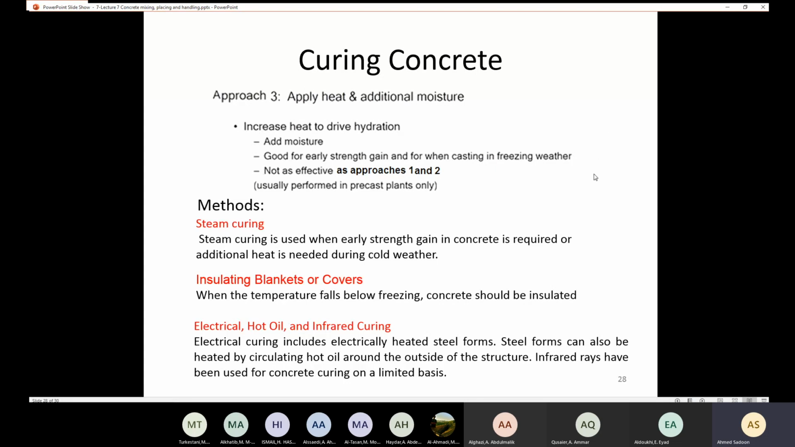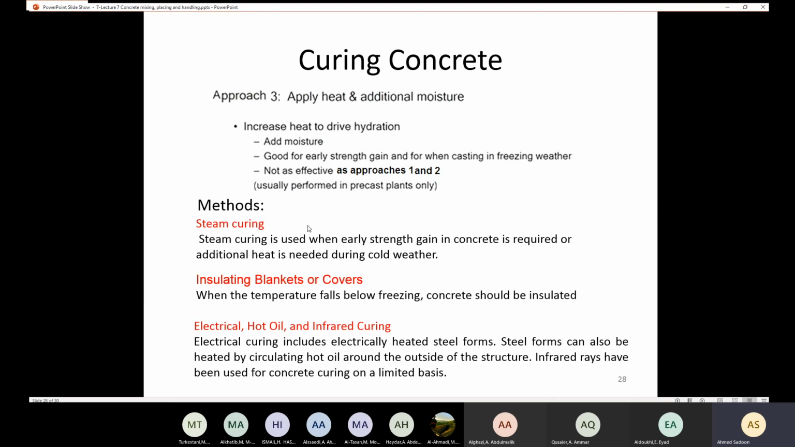If you are casting in freezing weather, this method is good because you cannot apply the first and the second methods. Again, this method is not as effective as approaches 1 and 2. And this one is usually performed in a precast plant only. Precast plant means that I'm going to cast the concrete ahead of the project. For example, I'm going to cast beams and columns in a factory, then deliver them to the job site. In this case, this method is suitable.